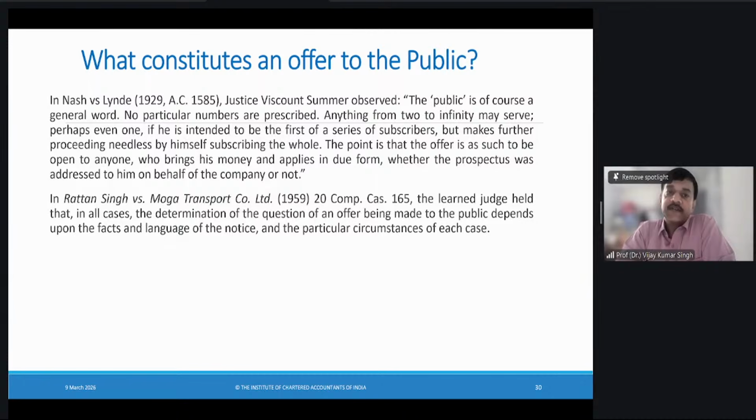However, look at what the House of Lords, or Viscount Sumner, said in the case of Nash versus Lind.